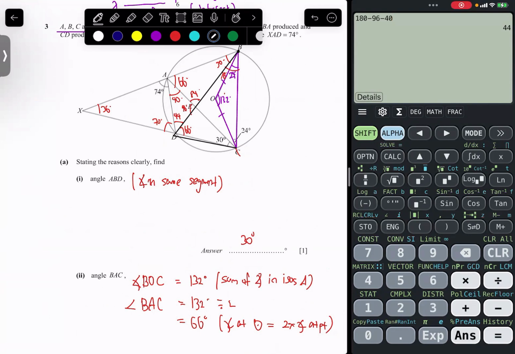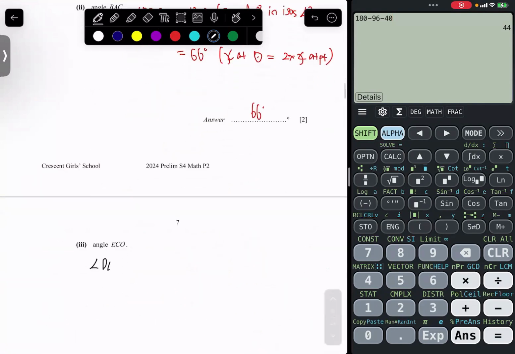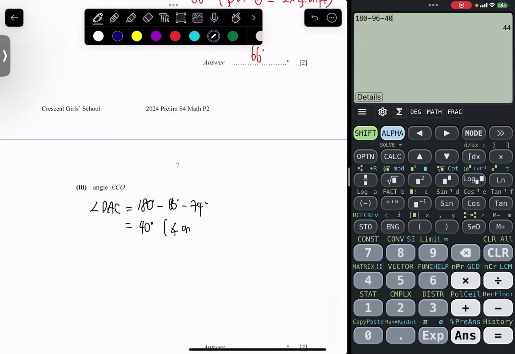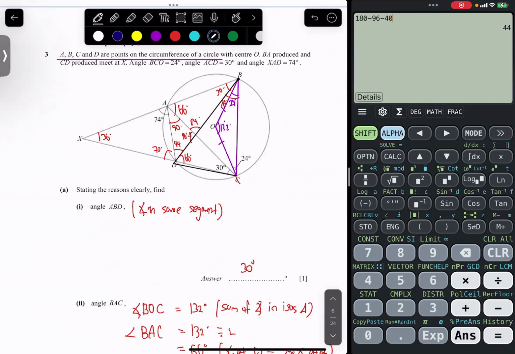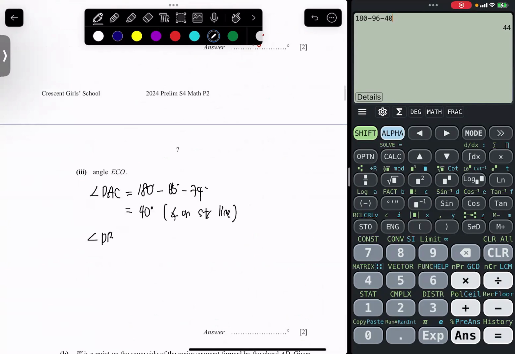Okay, so I guess no choice. So angle DAC first. Angle DAC equals 180 minus 66 minus 74, which equals 40 degrees. This is angles on a straight line. Then angle DAC is equal to angle DBC. Angle DBC also equals 40, angle in same segment.